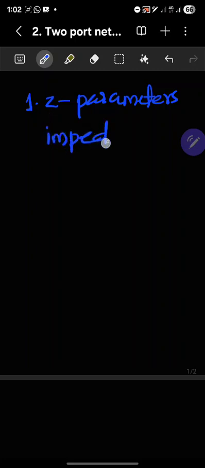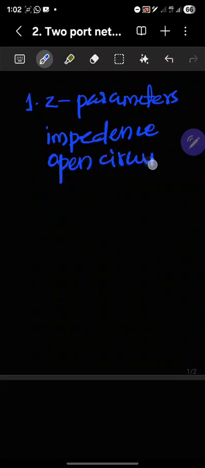First one is the Z parameter. Those who have some background in electronics or electrical engineering, from the name itself, it's clear. It's also called the impedance parameter. Z represents impedance. Or it can also be called open circuit parameters. Why it is called open circuit parameter, we'll discuss.